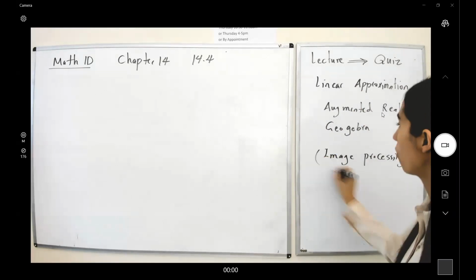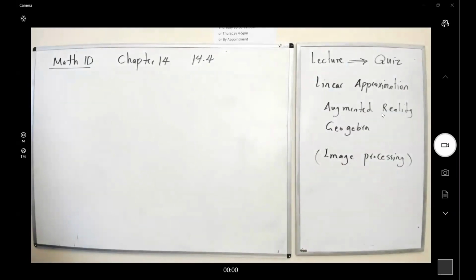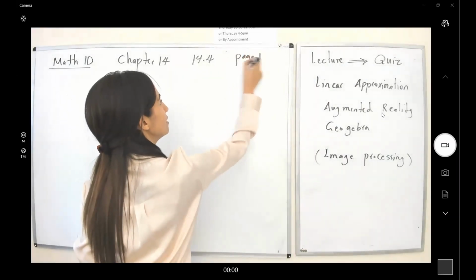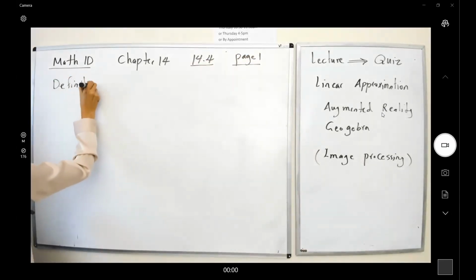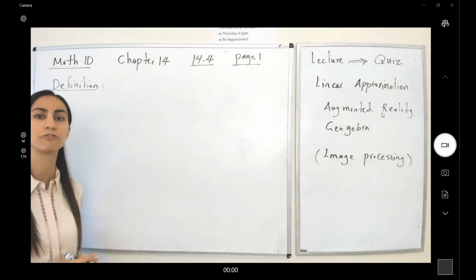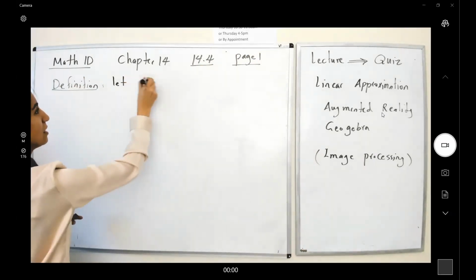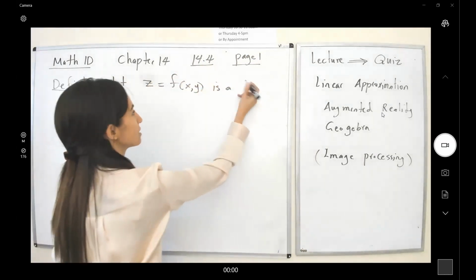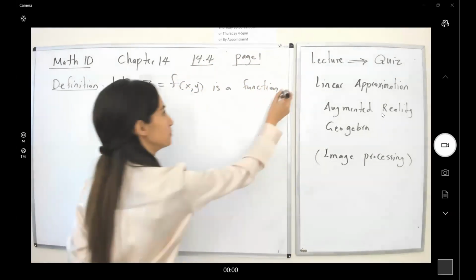Okay, so what is linearization or linear approximation? Let's write down the definition. We are on page 1. The definition is as follows. Suppose we have a function in two free variables. Let z equals f of x and y be a function in two free variables.